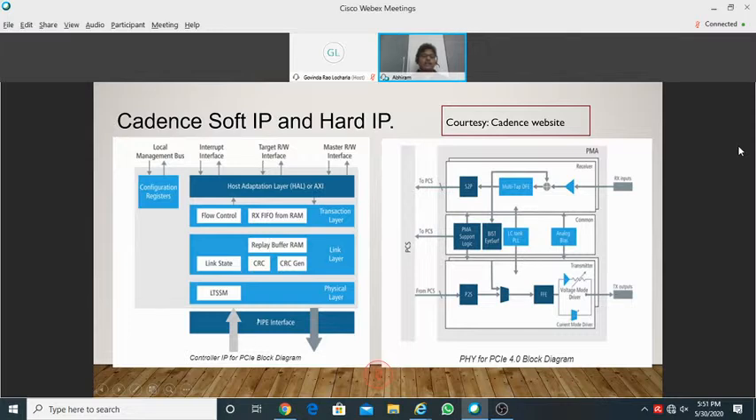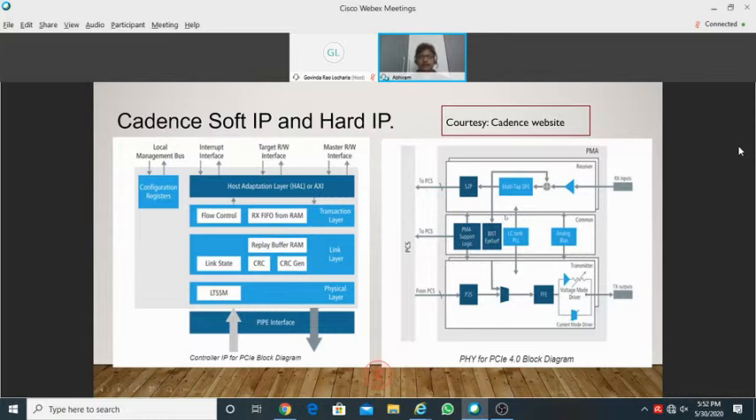On the south side, it has the PIPE interface, like a PCIe interface. So this comes as a total soft IP. It has configuration registers as per the PCIe protocol. All the transaction layers, link layers, and the digital part of the physical layer, like LTSSM state machines, will be a part of the soft IP as per the PCI protocol you're using. So it is basically dependent on the specification version which you are complying with.